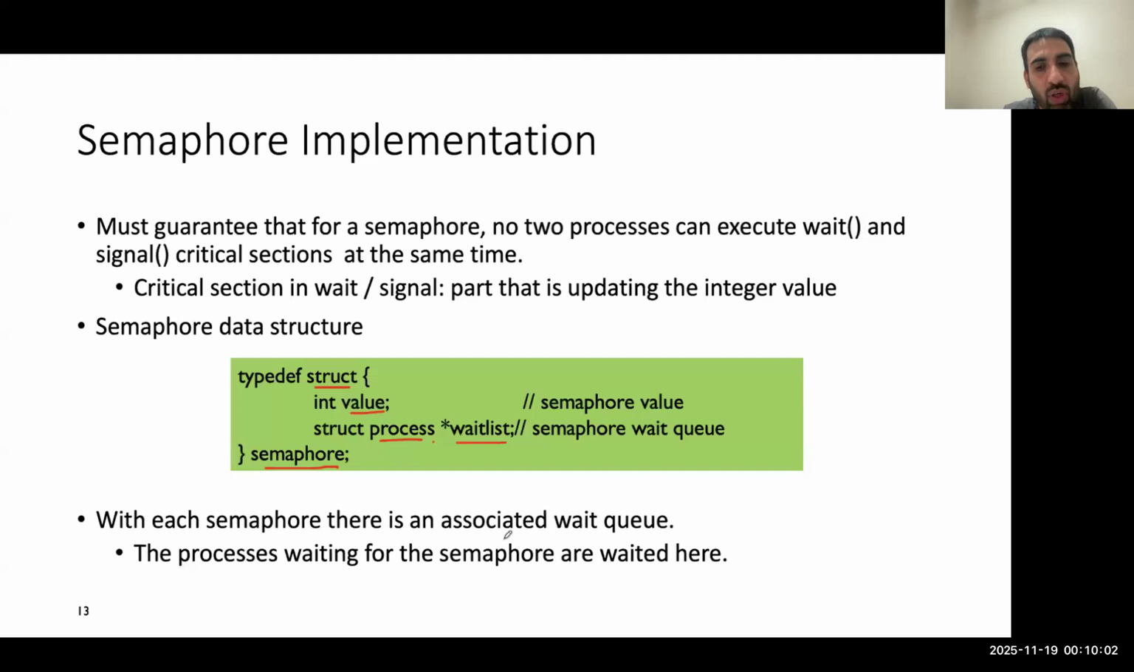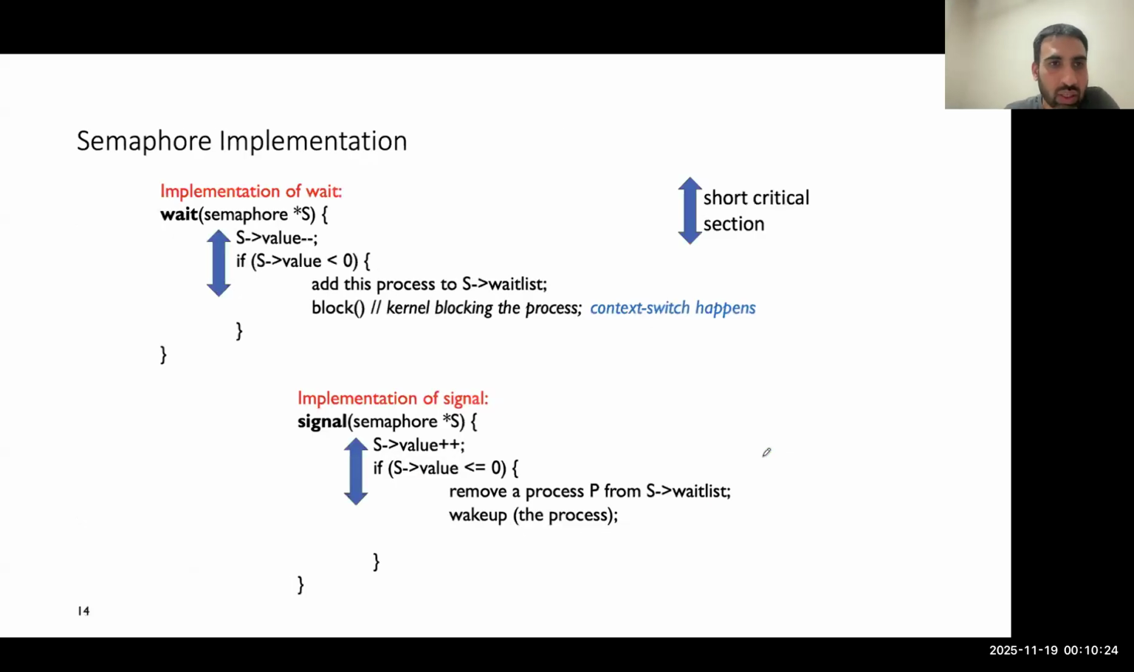With each semaphore, we associate a wait queue. So this is basically the wait queue or the wait list. The processes waiting for the semaphore are inserted into this list. What we do is simply link together the process control blocks of all the processes which are blocked on the semaphore. Okay.